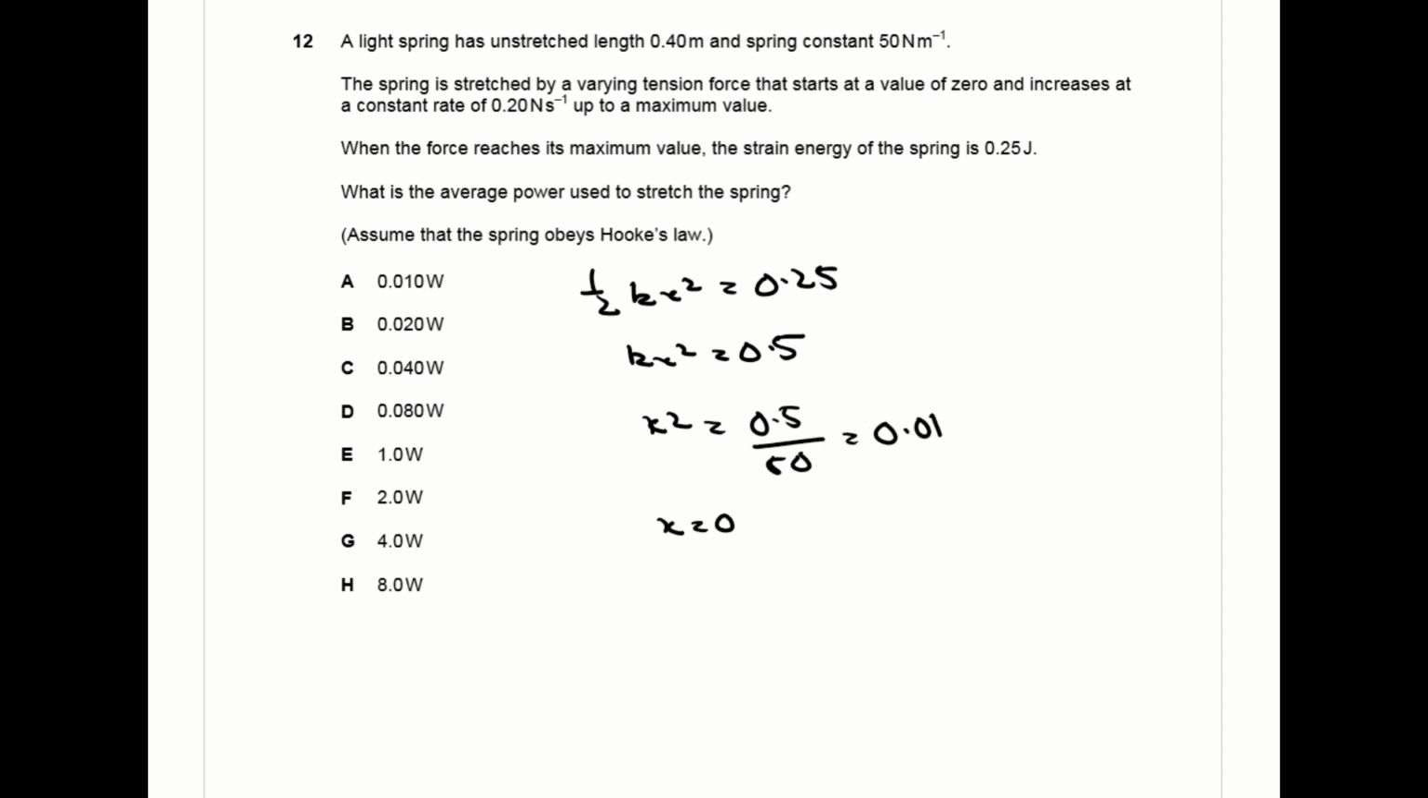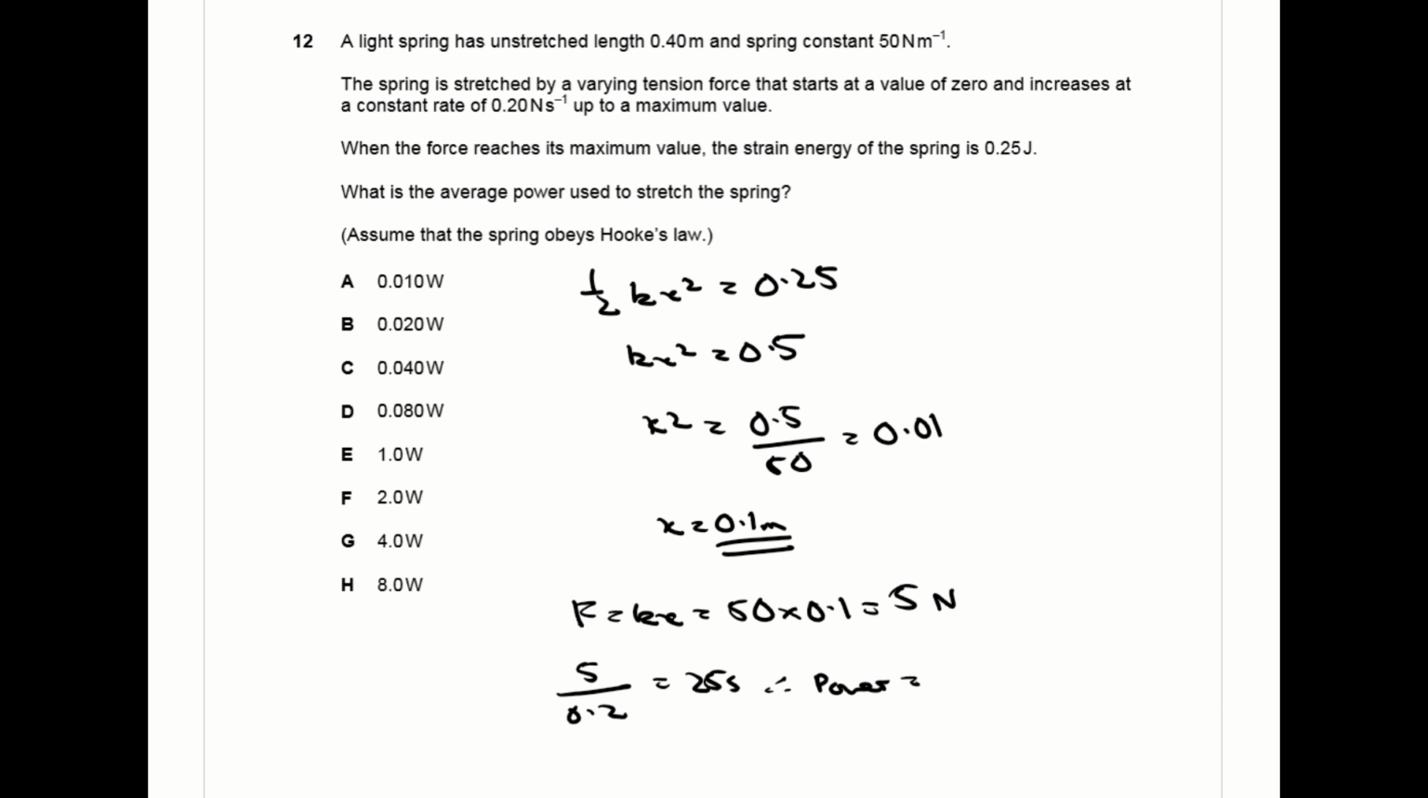You can then use F is equal to kx to work out the force in the spring at its maximum value as 5 newtons. Now, the force increases at a constant rate of 0.2 newtons per second, so to get to 5 newtons, it takes 25 seconds. The power is then just the energy stored in the spring when the force is at its maximum value divided by the time taken to get to that maximum value, which gives you 0.01 watts.